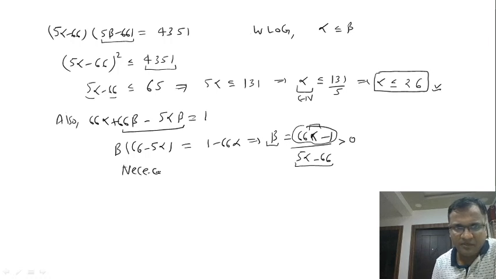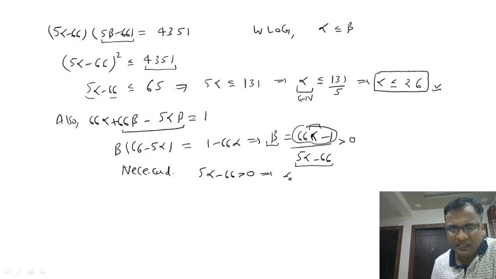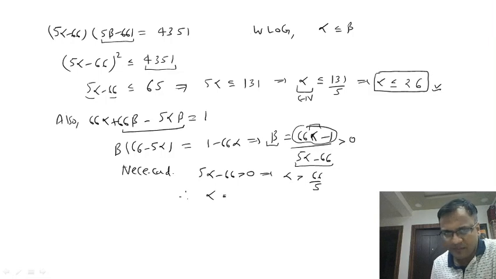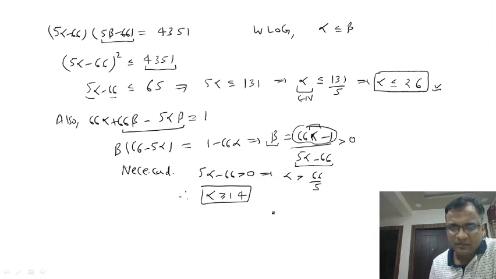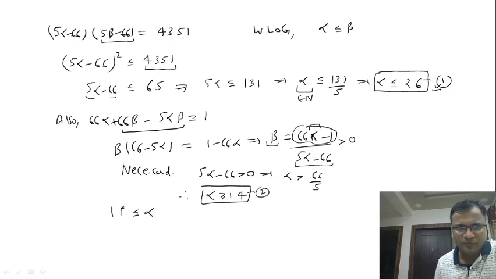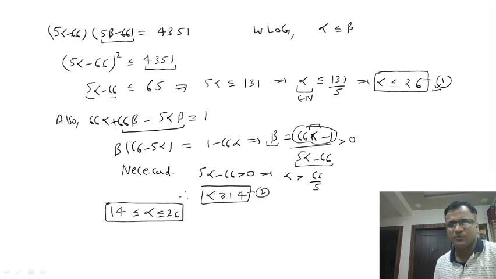So what is the necessary condition from here? 5 alpha minus 66 is greater than 0, that is alpha is greater than 66 by 5, and that is alpha is greater than 13. Okay, but alpha is a positive integer and 13 point something, so it is better to write alpha is greater than or equal to 14. So we get the two bounds of alpha. Alpha moves from 14 to 26.